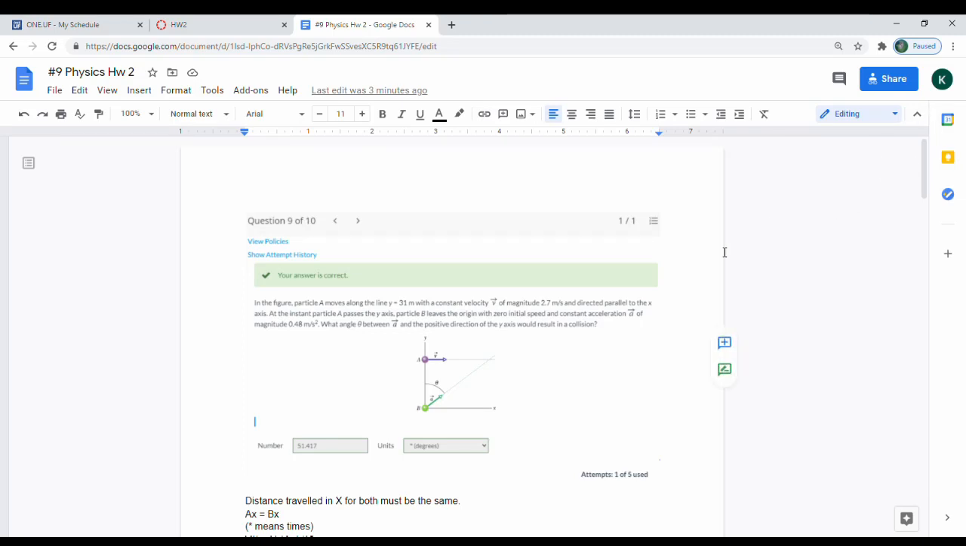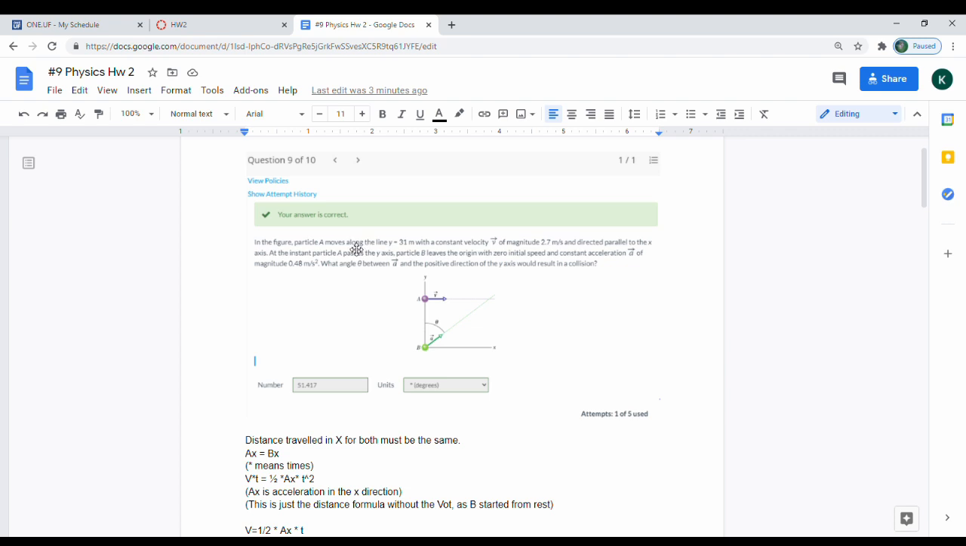Alright, this is number 9 from homework number 2 for physics. Let's take a look at it. It's asking us what is the angle, theta, between the A and the positive direction that would cause them to collide. So here are my numbers, your numbers will be different.